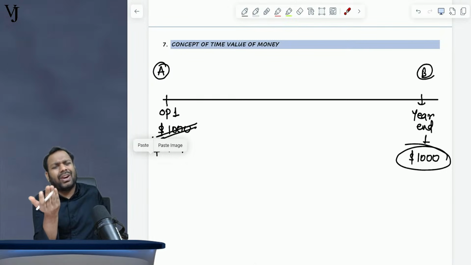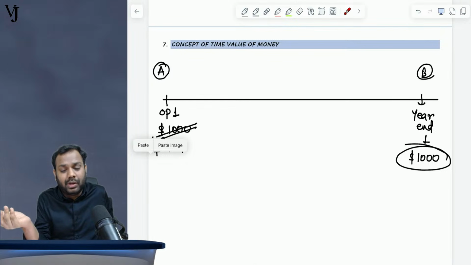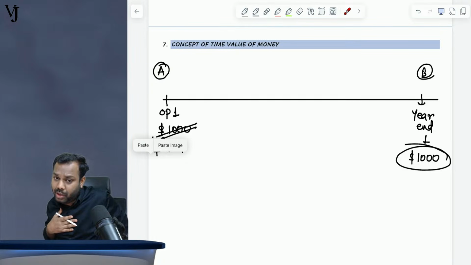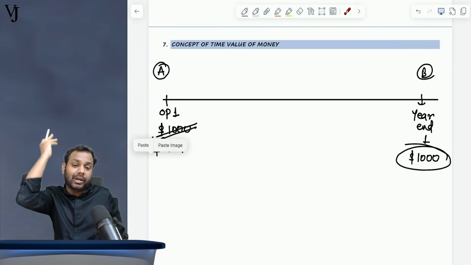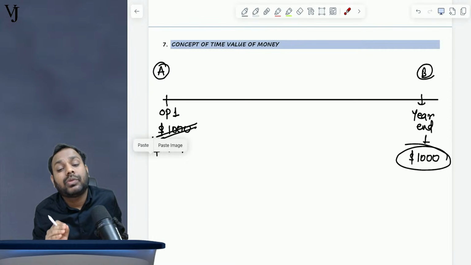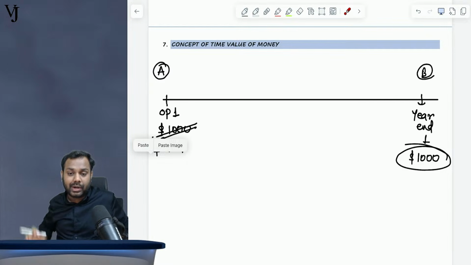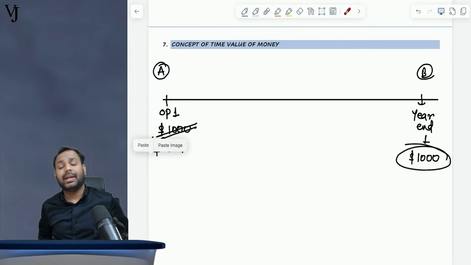Now you say, sir, whatever you want to give, I am fine. You want to give now? Okay, give me now. You want to give after 1 year? Give after 1 year. So this is called time value of money. Are you understanding this point? Now in the exam or in our discussions going forward, the calculation of present value can be asked in multiple forms.